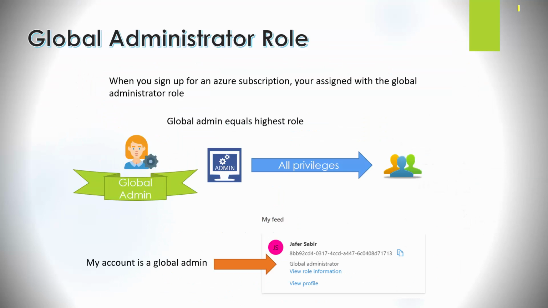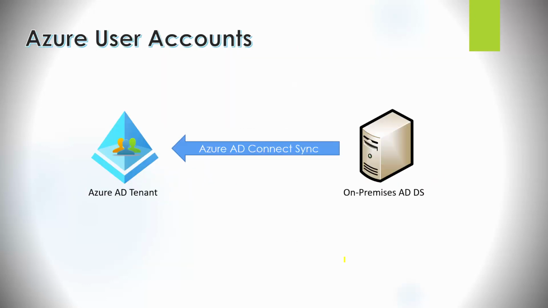Going back to the PowerPoint presentation, I missed a slide. So this is the global administrator role. When you sign up for an Azure subscription, you're assigned with the global administrator role. So it's just showing this person is the global admin and she can make changes using all the privileges to users here. And we can see my account down here, which shows that I am the global administrator. And this slide is just showing we can use the on-premises Active Directory domain services to sync with the Azure AD tenant using the AD Connect agent.